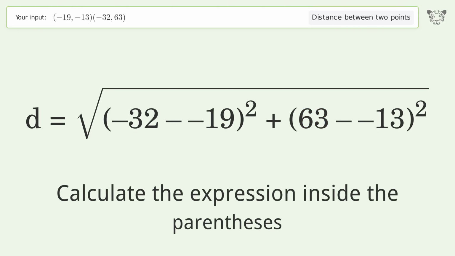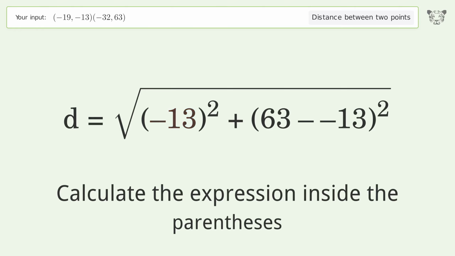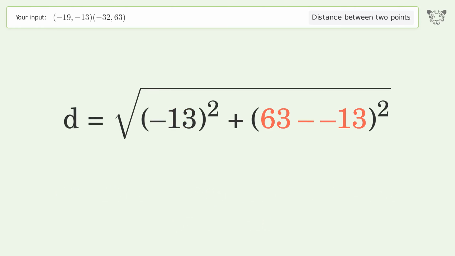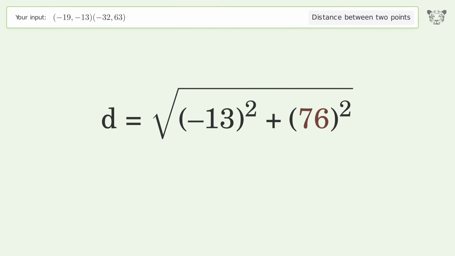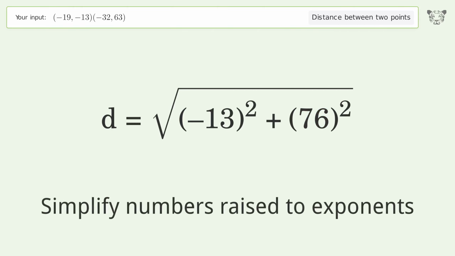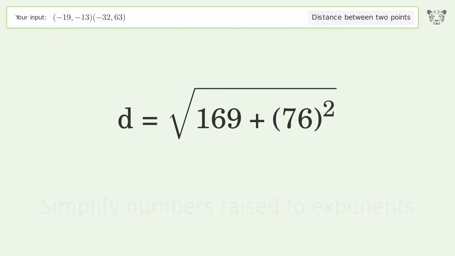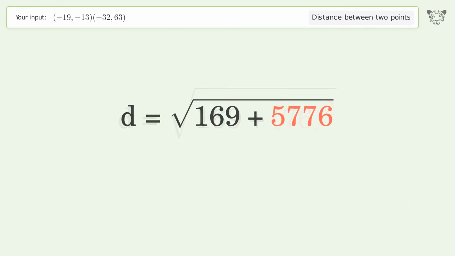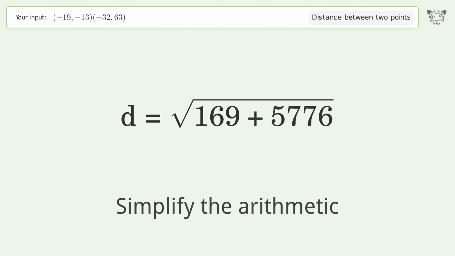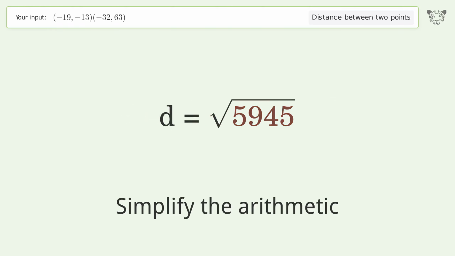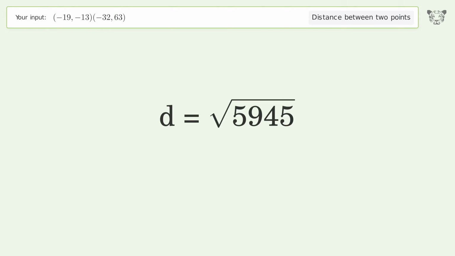Calculate the expression inside the parentheses. Simplify numbers raised to exponents. Simplify the arithmetic. And so the distance between the 2 points is the square root of 5,945, or 77.104.